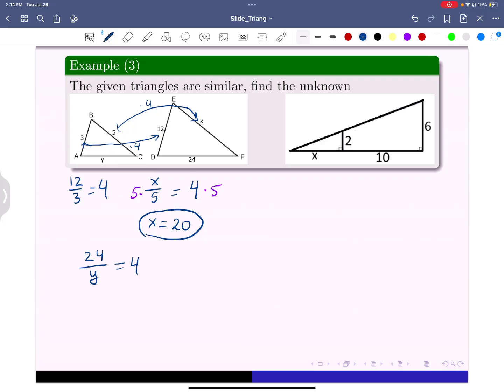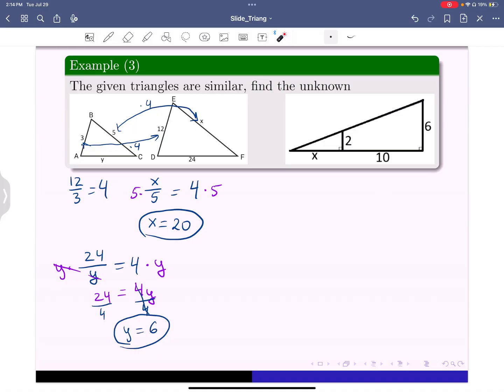And how do we solve it? First, we're going to multiply times y. So we have 4y is equal to 24. Now we divide by 4, and y is equal to 6. So those are my answers. x is equal to 20 and y is equal to 6. 6 times 4 would be 24.